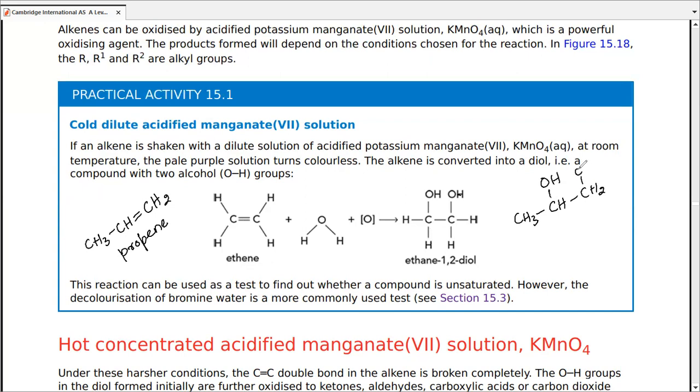OH, OH, and propane-1,2-diol. Remember, the numbers are separated with commas, and numbers and letters are always separated with hyphens. So it's a pretty good understanding of how or why we have written the name like this. Now, the point I was trying to make is that the OH groups will always be attached to the doubly bonded carbon atoms, and the rest of the structure would remain the same if it's saturated.